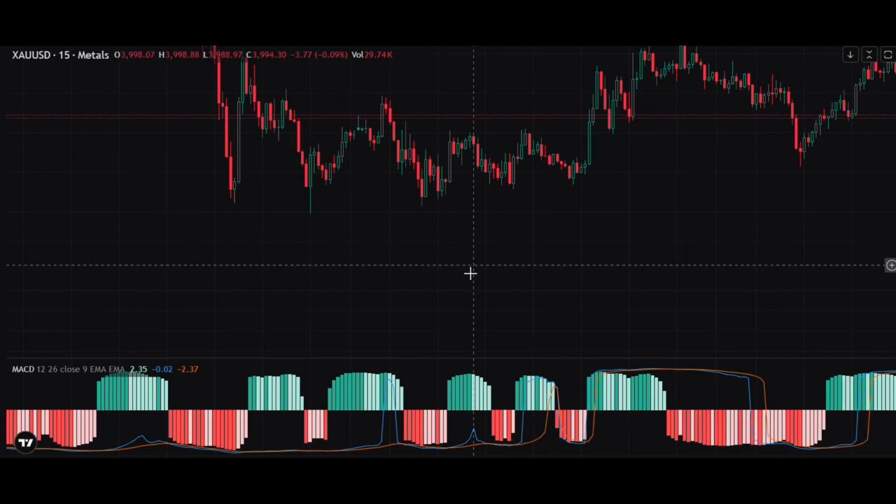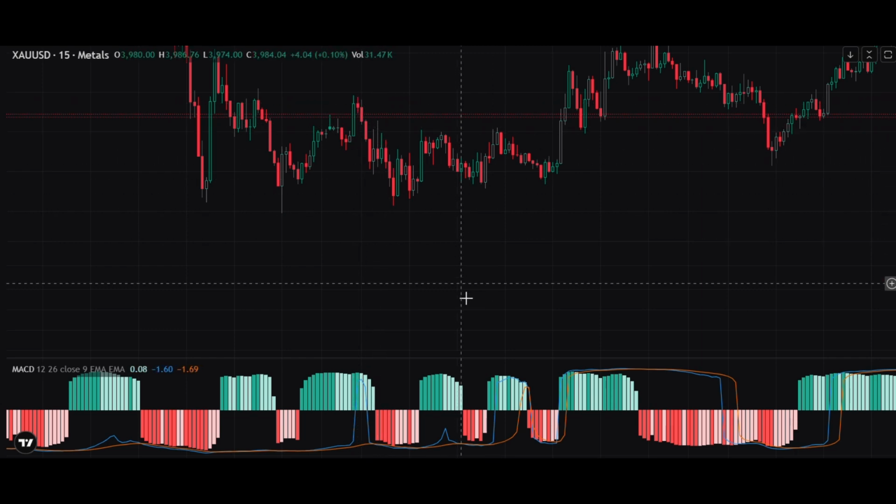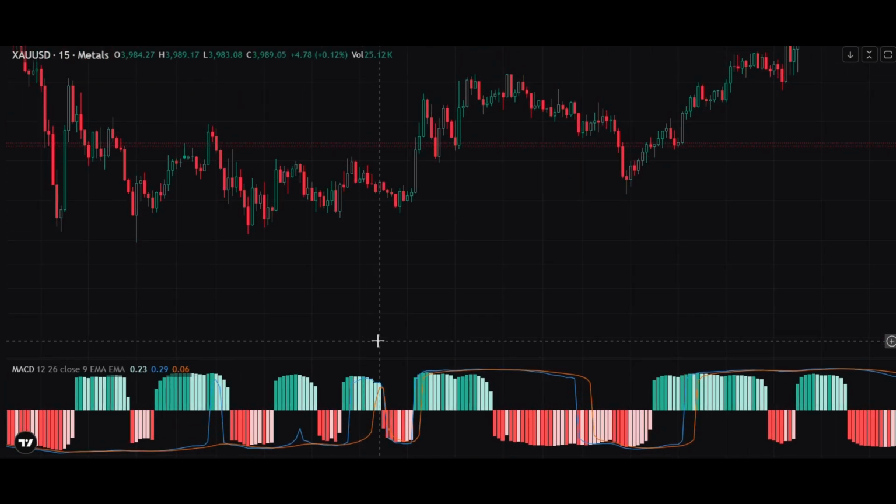Now let me just show you guys why you don't want to do it when there's one line crossing. Look at this right here. One line went up, and look what happened. You got tricked, and it fell right back down. So this is the MACD explained, not in less than 5 minutes, because we're at 5 minutes and 44 seconds. But this is one of the easiest, most simple indicators to understand.